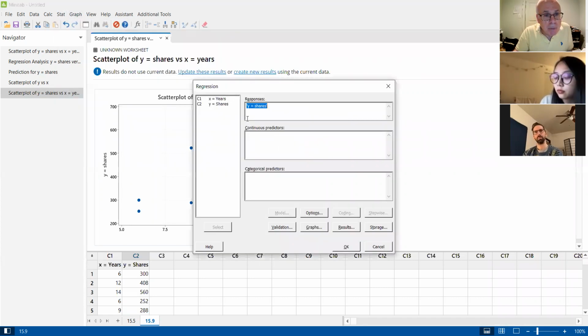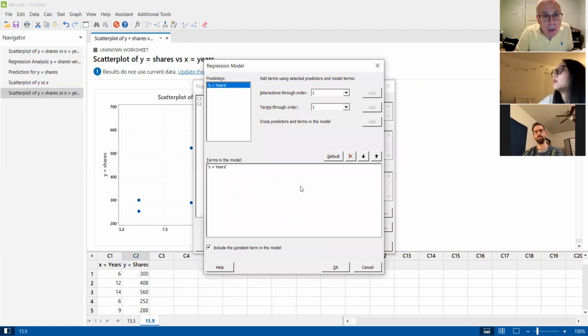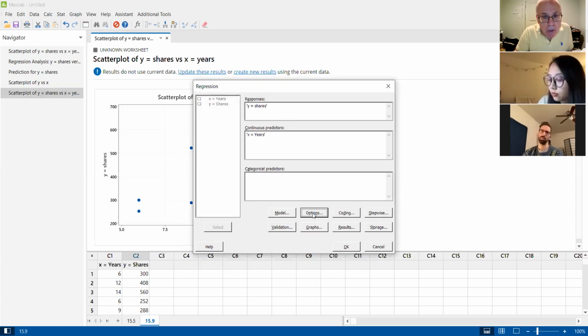We'll fit the model. Once again, remember the response is the Y, and the X goes there. Okay, now let's just see what's in these options down here. Model. No, we're not going to do any sort of modeling other than the regular stuff it does here.